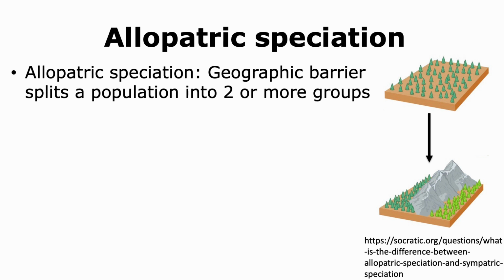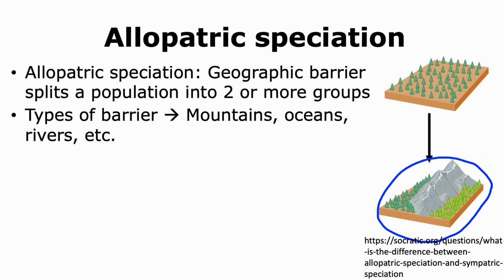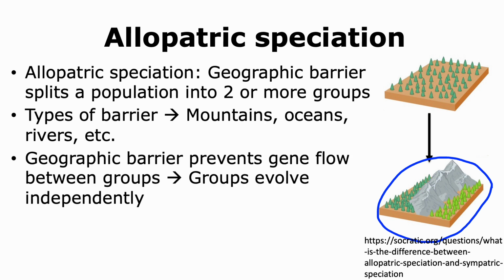The concept of allopatric speciation was proposed by Ernst Mayr, who is the same biologist who proposed the biological species concept. In the case of allopatric speciation, a geographical barrier splits a population into two or more groups. This barrier can be in the form of mountains, oceans, rivers, etc. The barrier prevents gene flow between the groups because they're unable to mate with one another due to the presence of that barrier. Hence, the individuals present in these groups evolve independent of one another.